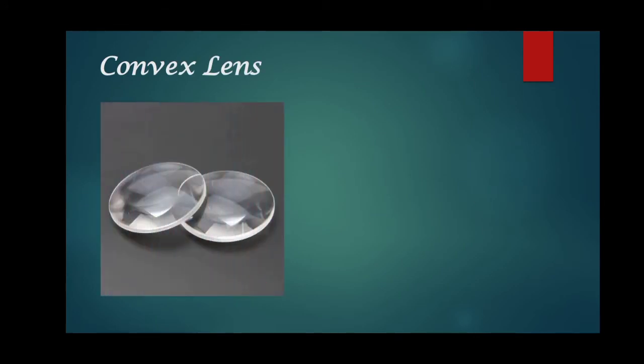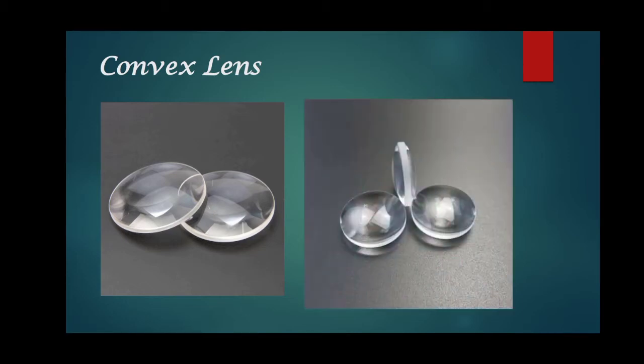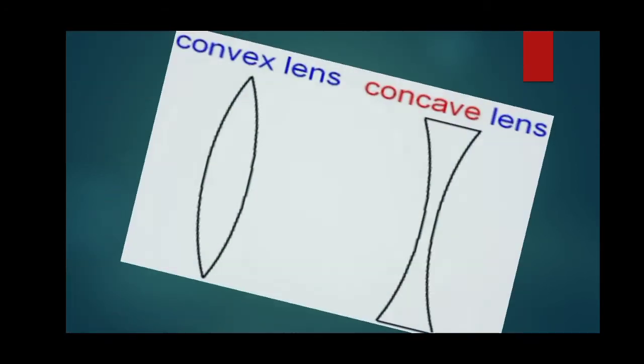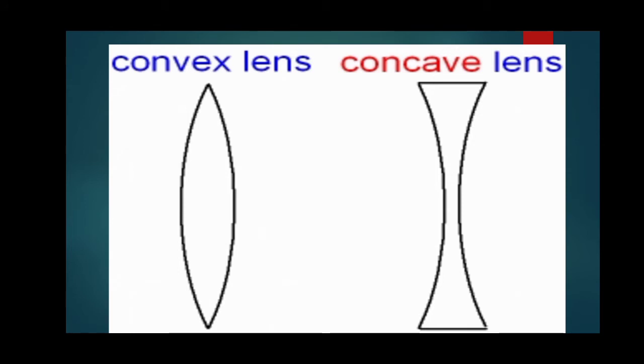Convex lens. A convex lens is thick at the center but thinner at the edges. Concave lens. A concave lens is thin in the middle but thicker at the edges. This is the diagrammatic representation of convex and concave lenses.